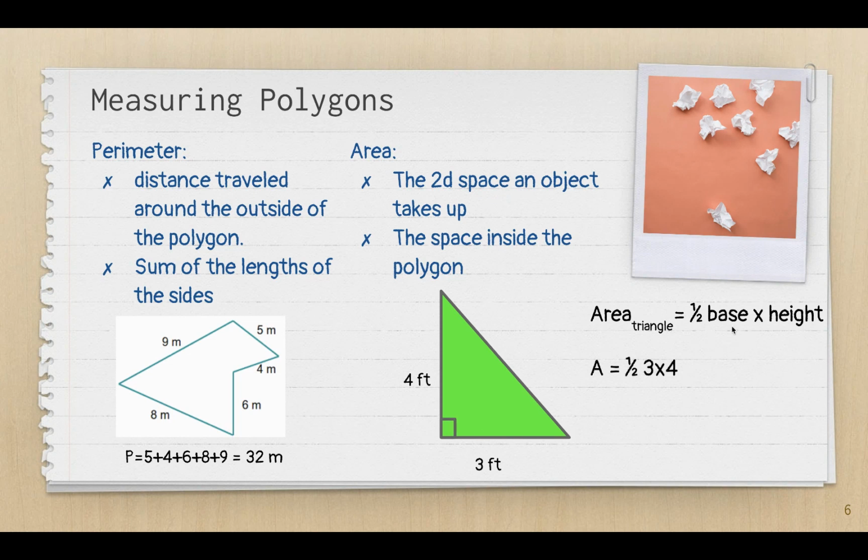Just be careful. Any of these sides can be the base. You just have to remember that the height is the perpendicular height to the base. With a triangle, it doesn't matter which side you choose as the base. Just remember that the height has to be perpendicular to the base. I went ahead and substituted in the values. Area is 1/2 times 3 times 4, which is 1/2 of 12, which is 6. This is feet squared, remember that area is a two-dimensional measurement. We're measuring now in two directions, the length as well as the width.